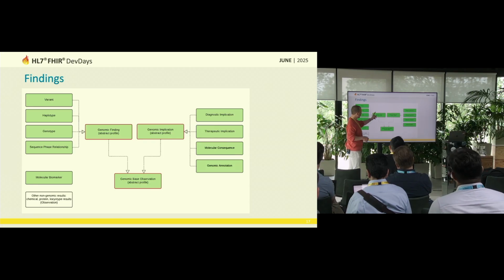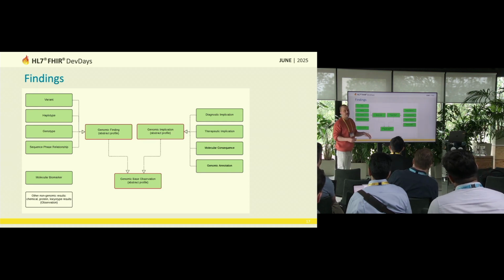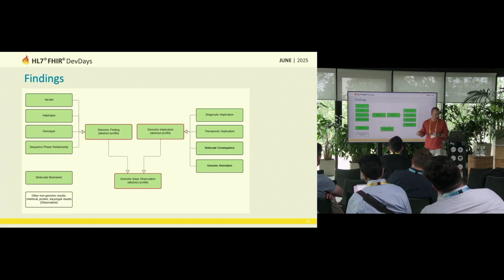This genomic finding also inherits from the genomic base observation abstract profile, so we try to have a nice architecture to reuse defined fields in downstream resources as well. Then we have the implications, the diagnostic implication, the therapeutic implication. We have the molecular consequence and the genomic annotation. I will talk about these in the upcoming slides as well.